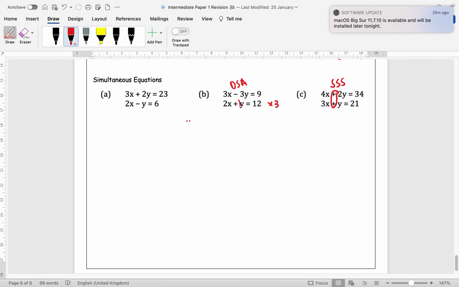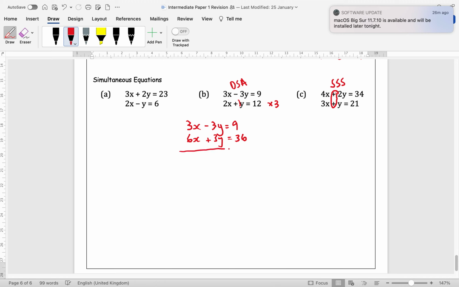I'm going to write these again. 3x minus 3y equals 9. I've decided to leave that one alone, do nothing to it. But the bottom one, I've decided I'm going to triple it. So I'm tripling every single part. 3 times 2x is 6x. 3 times 1y is 3y. 3 times 12 is 36. Now my y's are both 3y.